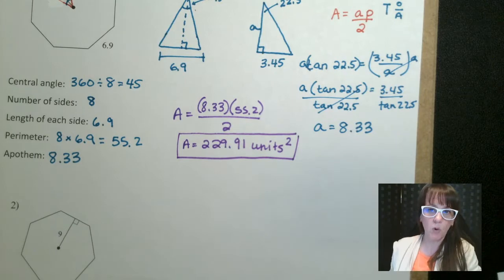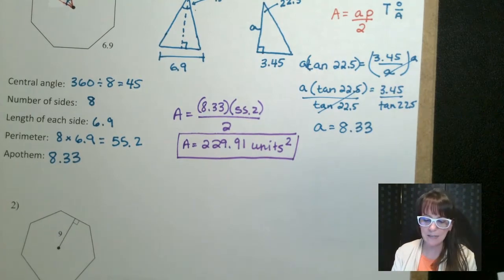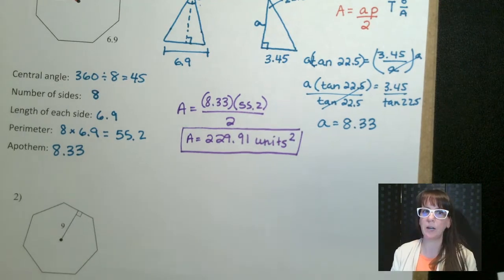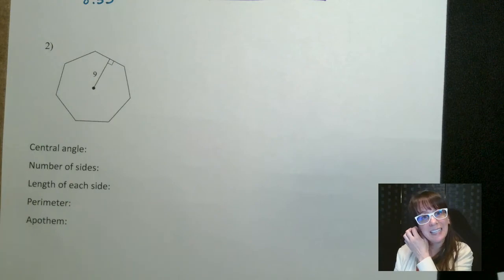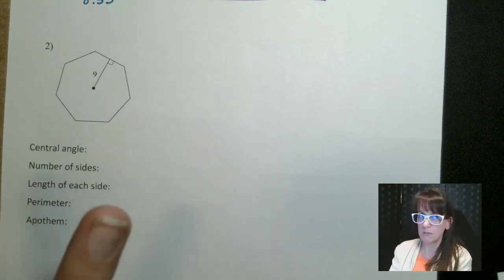It's a little bit more difficult than just finding the area when you are given the apothem. You've got to use that trig, tap into that trig brain to help you solve these. So in this case, we are given the side length of our polygon, but we are not given the apothem.